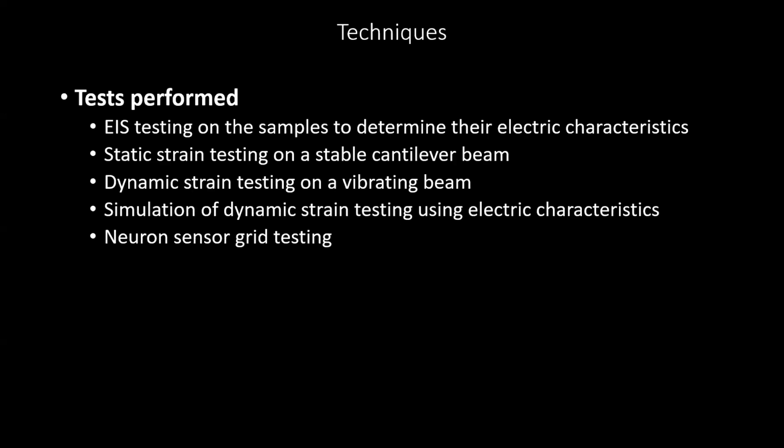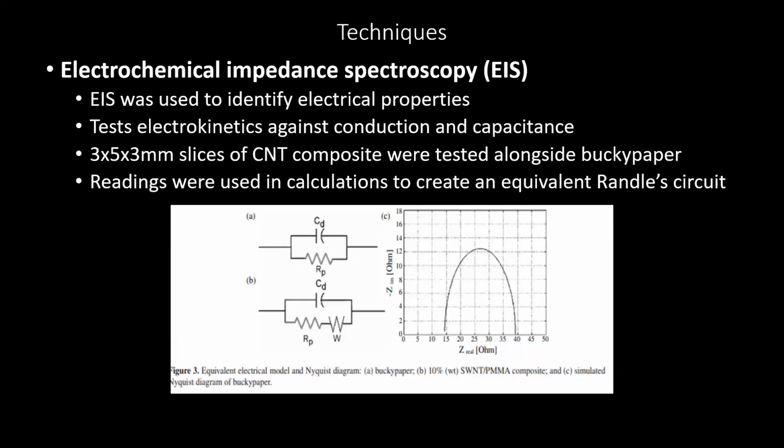This is a brief overview of the tests done in this paper. They performed EIS testing on both types of samples to determine their electric characteristics for simulation. They stuck the samples to a cantilever beam and performed static strain tests. They then performed a similar dynamic strain test, only now they vibrated the cantilever beam. And they simulated the dynamic strain tests using their EIS results, and they applied a neuron sensor grid to a vibrating aluminum beam.